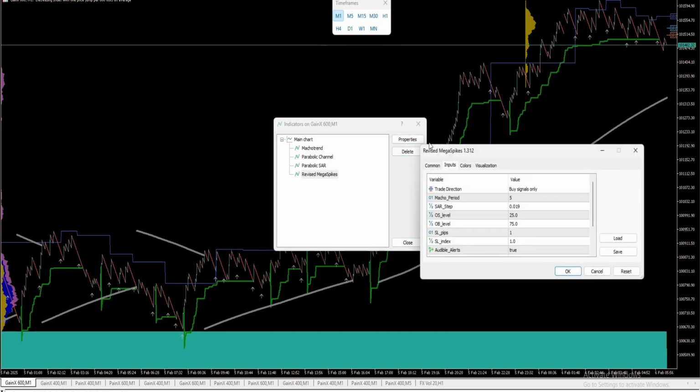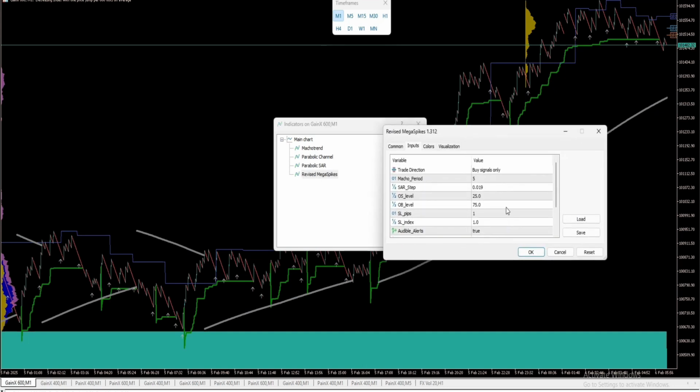Many people told me that the Megaspikes version 1.31 is actually the best that they have used among the other Megaspikes indicators. So I decided to do a little thing about it to make it more advanced. Now the first thing we are looking at here is the trade direction. This time you don't have to change the oversold or overbought to be able to determine which of the directions the arrows should appear on.